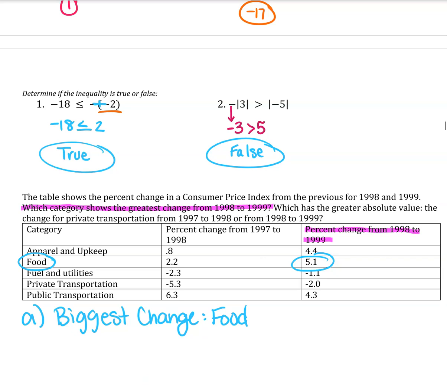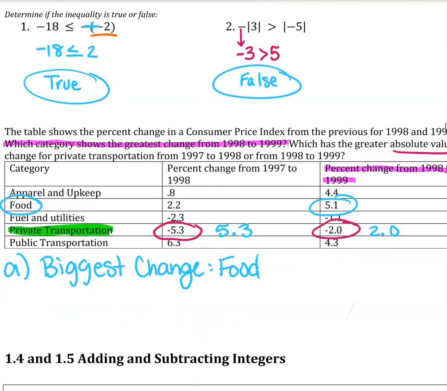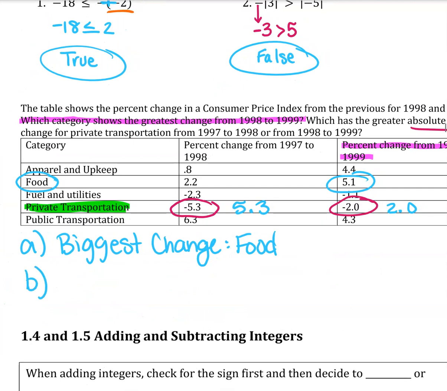Now part B says which has the greater absolute value? The change in private transportation. Okay, so this is the private transportation section right here, and we want to compare the number in 1997 and 98 to this one right here. Now it did say absolute value, so we're thinking distance away from 0. So negative 5.3 is actually 5.3 away from 0. Negative 2.0 is 2.0 away from 0. So that first year, the 1997 to 1998 actually has the biggest one.